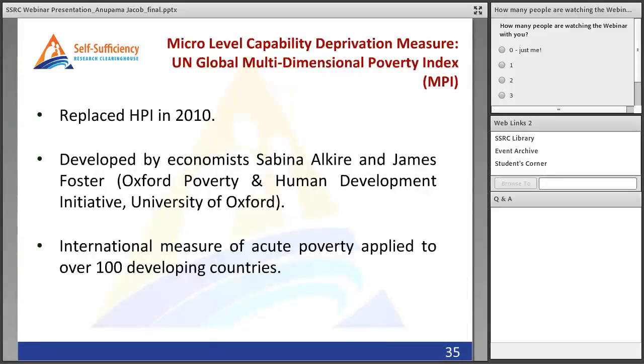So another example for micro-level capability application is the Global Multidimensional Poverty Index, or MPI. This index was developed by economists Sabina Alkire and James Foster at the Oxford Poverty and Human Development Initiative at Oxford University, and is used as an internationally comparable index of acute poverty for over 100 developing countries. So it replaced the Human Poverty Index mentioned earlier as a valuable complement to income-based poverty measuring.